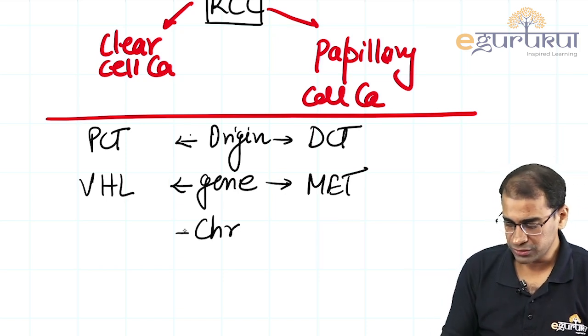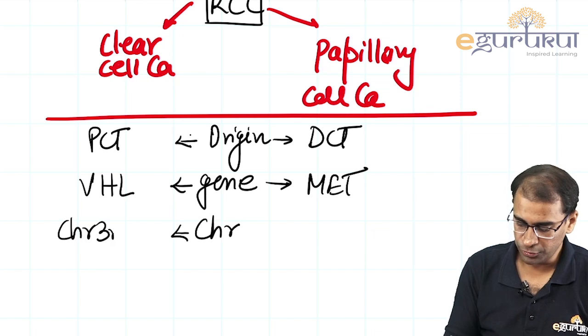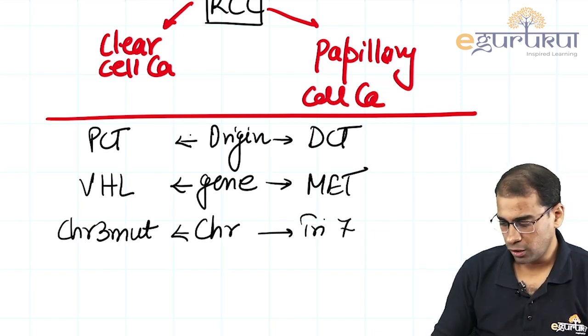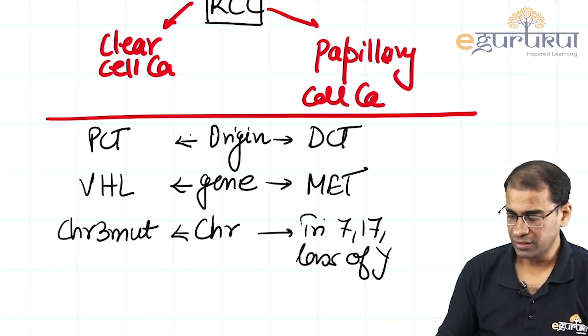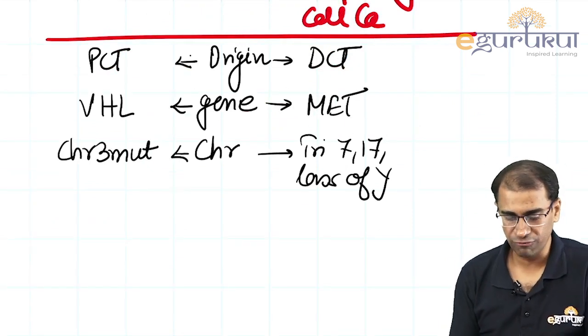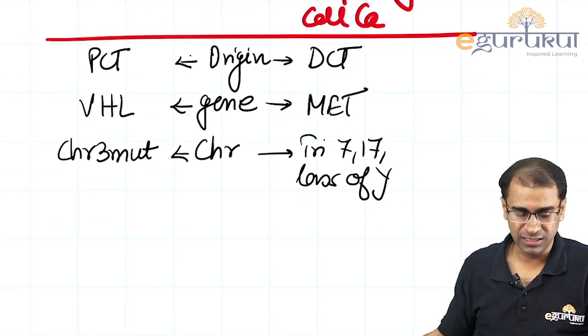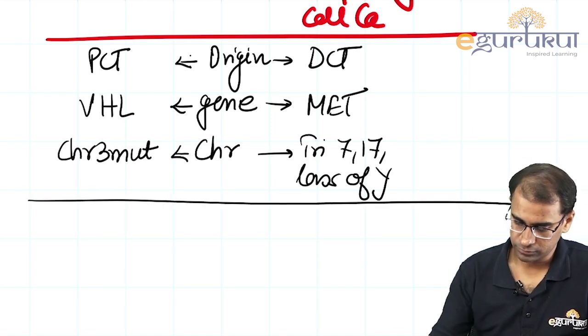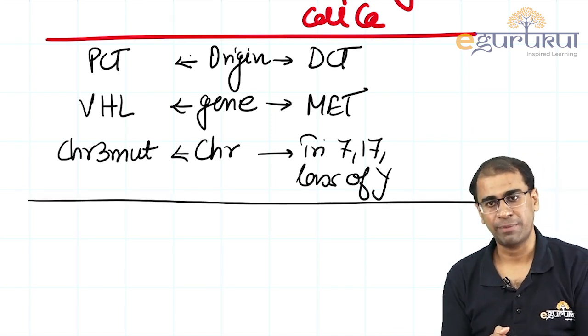As for the chromosome mutations, it is a chromosome 3 mutation in clear cell. In papillary, it is trisomy of 7 and 17, and loss of Y in the papillary cell carcinoma.